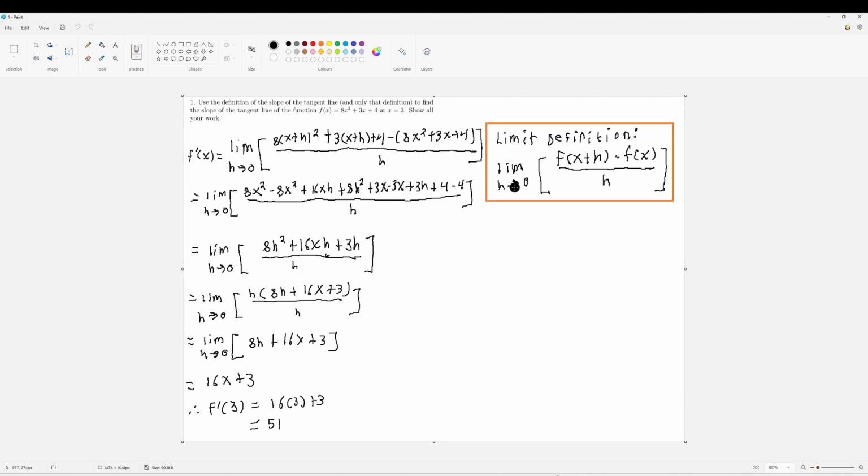As with all the questions, you can find the definitions, so if you ever want to look back on it, they'll just be on the right side. But yeah, for the limit definition, we're just going to use this: the limit as h approaches 0 of f(x plus h) minus f(x), over h.